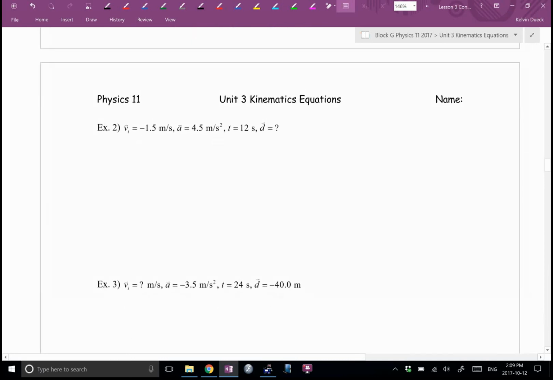Example 2. Example 2. I've done the listing of the data for us. Aisha, what are they asking me to find in example 2? D. So I'm looking for an equation. Has to have a D in it. And I also notice there's a VI, an A, and a T. What equation will I use from that green sheet? Look at your green sheet. Third row on your green sheet.